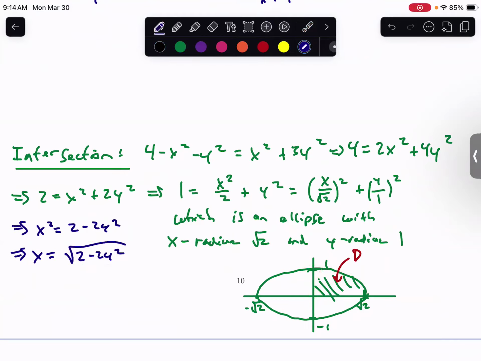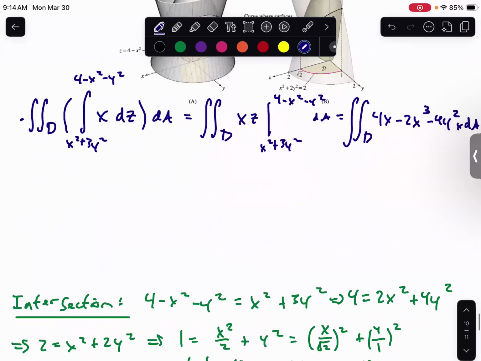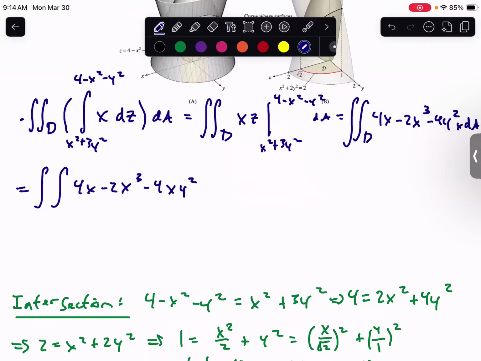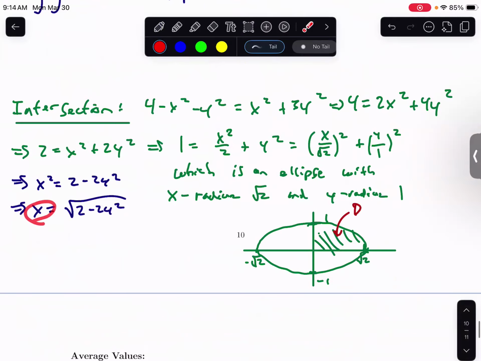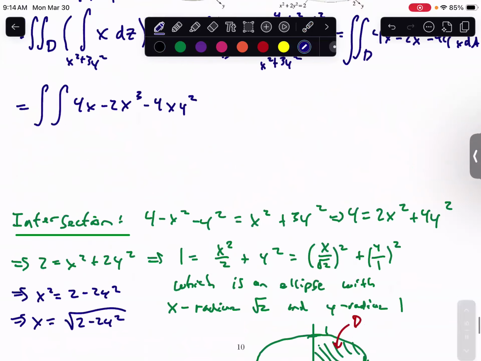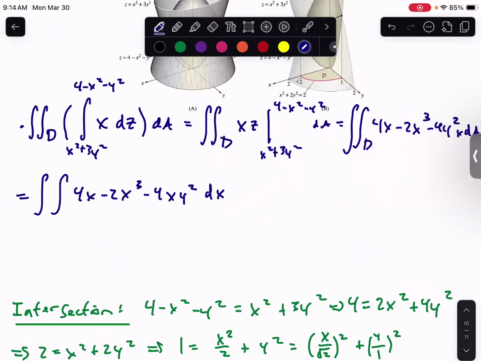And so if I go back up to the integral computation, this is going to be equal to the following double integral of 4x minus 2x cubed minus, I'm going to change the order of x and y because I like x before y. We have x as a function of y, so we're thinking of this as horizontally simple. So we're going to integrate with respect to x, and then we'll integrate with respect to y. So this is going to be dx, and then this is going to be dy.